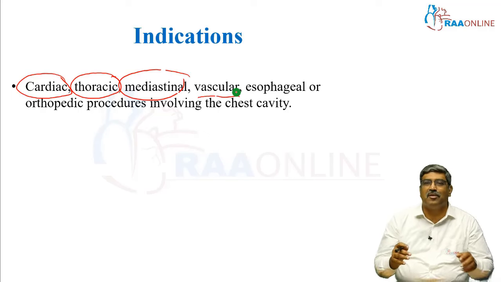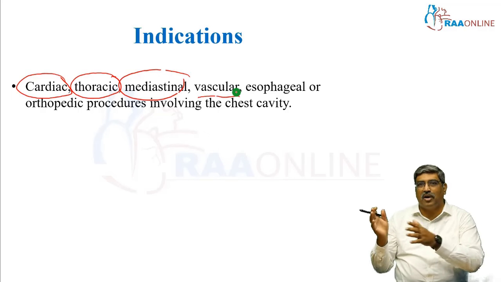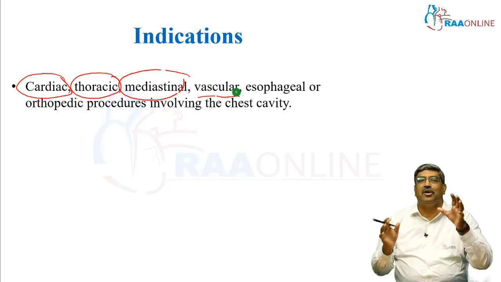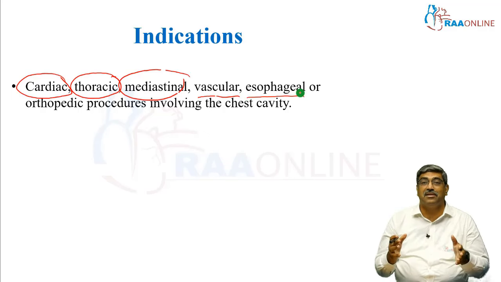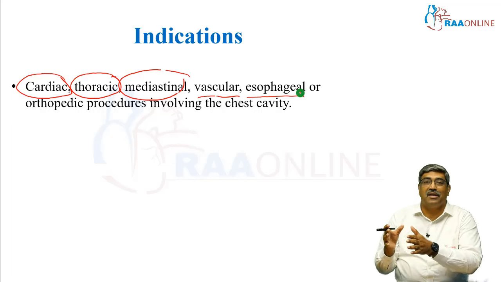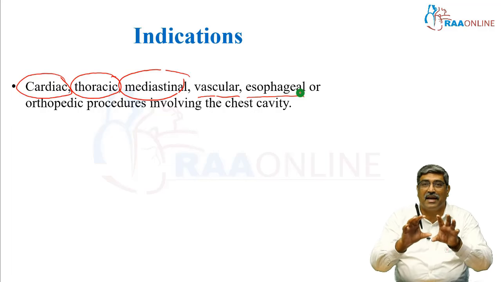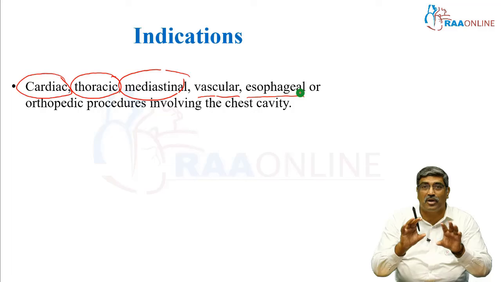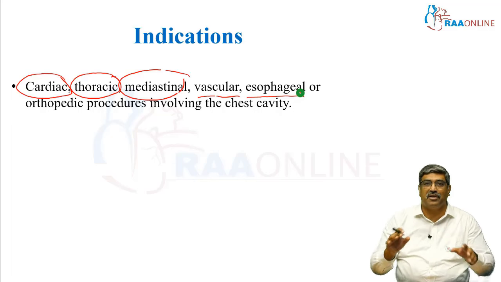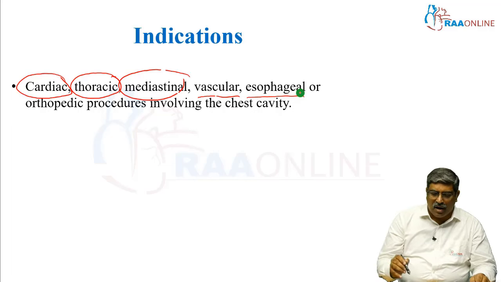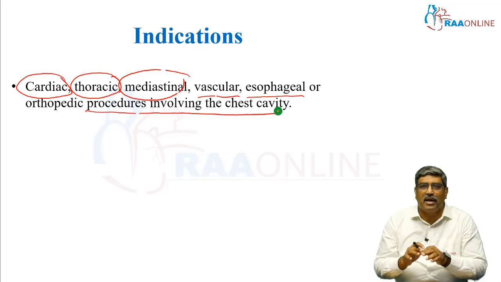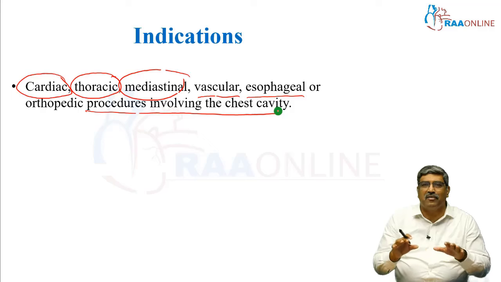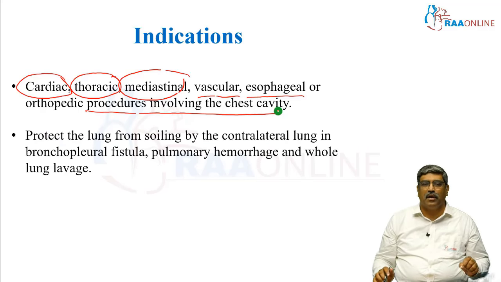Vascular pathology, descending aortic aneurysm or ascending thoracic aortic aneurysm, you have to isolate the lung. Esophageal and spine surgery, again you have to isolate the lung so that the surgeon can access that particular structure without any lung interfering with that pathology. In short, any procedures involving the thoracic cavity, you might have to isolate the lung.